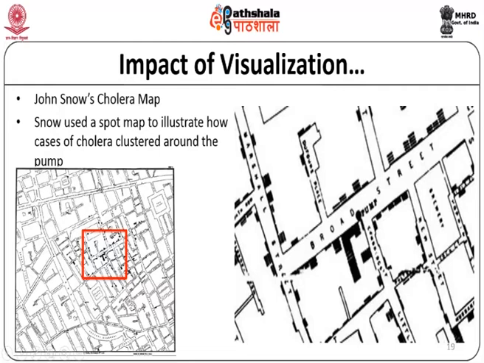The second important example with which you can understand the impact of visualization is John Snow's cholera map. John Snow was a doctor and anesthetist in London. At one time in London there was an outbreak of cholera. At that point of time people were not aware that cholera is transmitted through water. They thought it was transmitted through air. Now, many people were worried. At that point of time, Dr. John Snow took all the casualties and then he mapped them onto a street map.